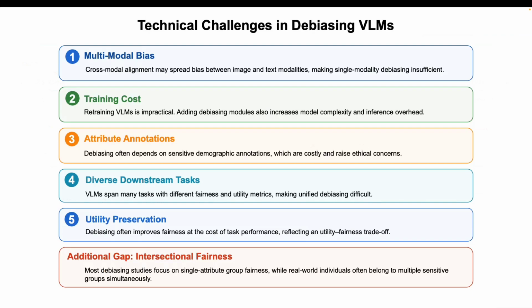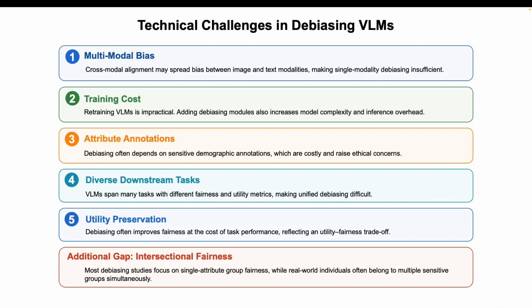The third is attribute annotations. Debiasing often depends on sensitive demographic annotations, which are costly and raise ethical concerns. The fourth is diverse downstream tasks. VLMs span many tasks with different fairness and utility metrics, making unified debiasing difficult. The fifth is utility preservation. Debiasing often improves fairness at the cost of task performance, reflecting a utility-fairness trade-off.